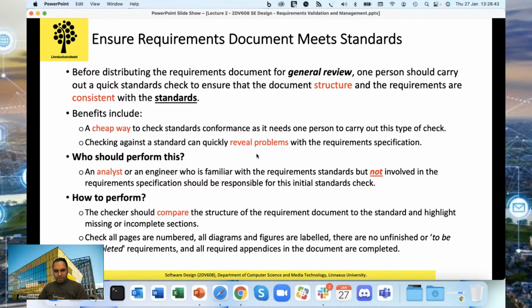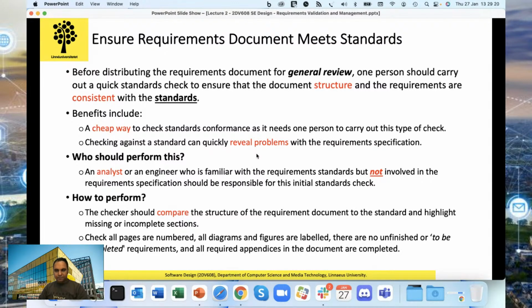There are many ways to perform this check that your requirements document corresponds or conforms to some standards. One way is to compare the document structures and highlight missing or incomplete sections. So this is from the structural side, and then from the content side, we have to make sure that all pages have numbers, all diagrams or tables are labeled, and then there are no incomplete requirements, no incomplete sections, and so on.